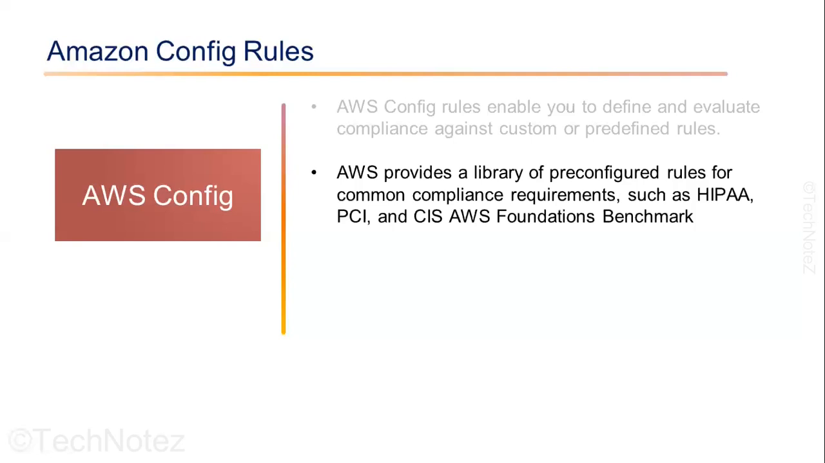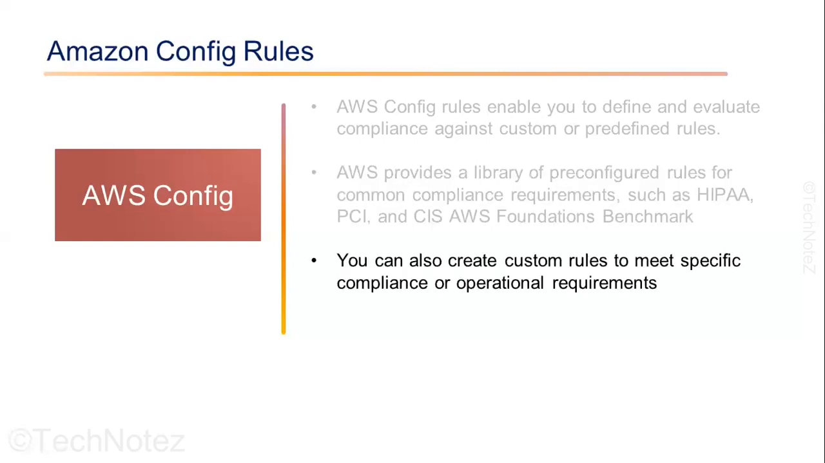AWS provides a library of preconfigured rules for common compliance requirements such as HIPAA, PCI, and the CIS AWS Foundations Benchmark. You can also create custom rules to meet your specific compliance or operational requirements.